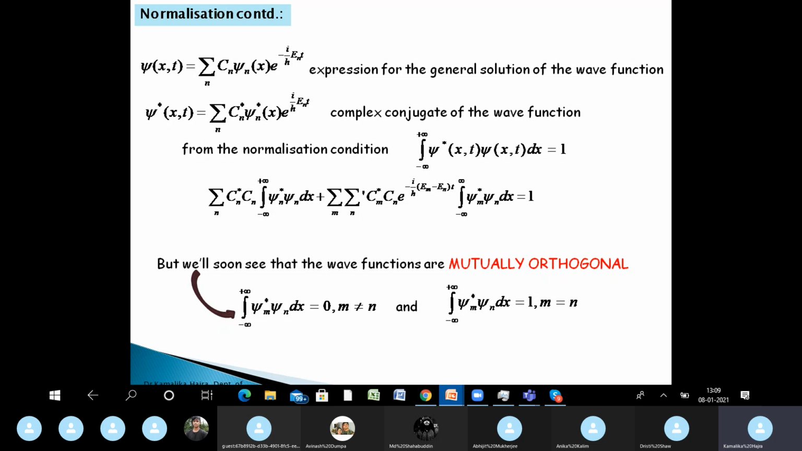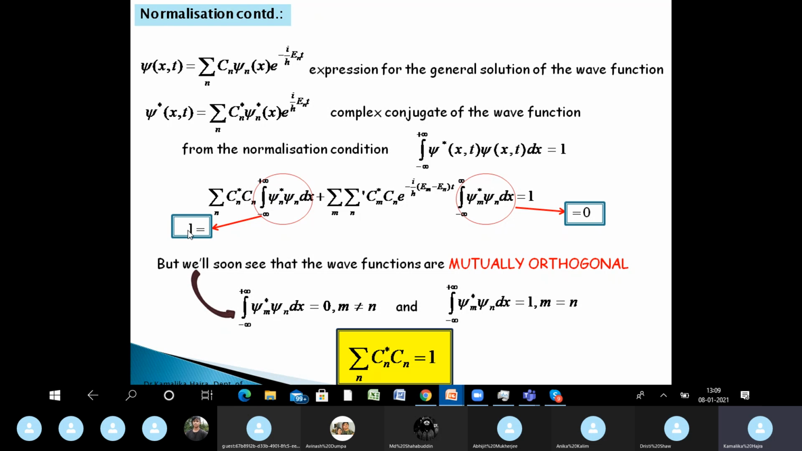In more simple terms, psi m star psi n dx integration is equal to a delta function. It is equal to 1 when m equal to n. It is equal to 0 when m not equal to n. Therefore, as soon as we know this, that the functions are mutually orthogonal, so we can quickly write this term as equal to 0 because here m not equal to n. So we are left with this term to be equal to 1, and therefore Cn star Cn equal to 1.